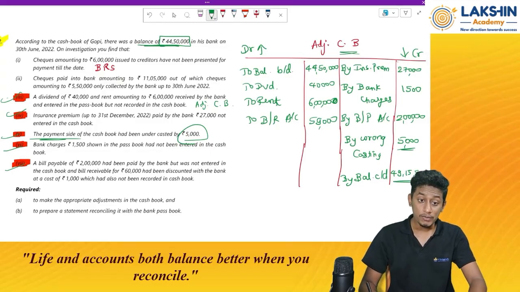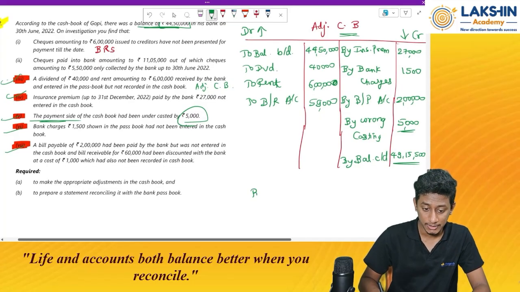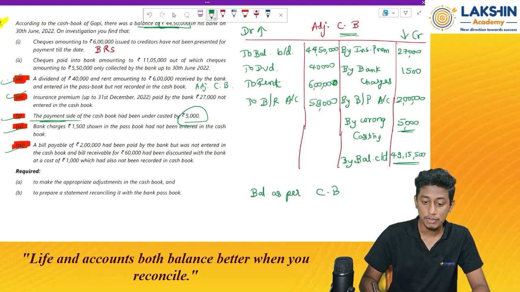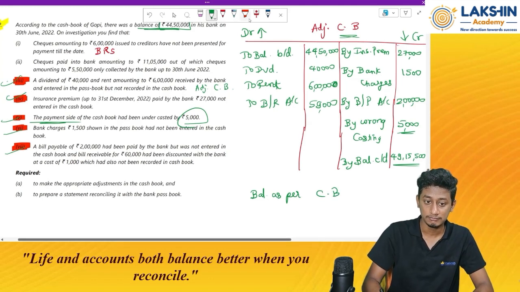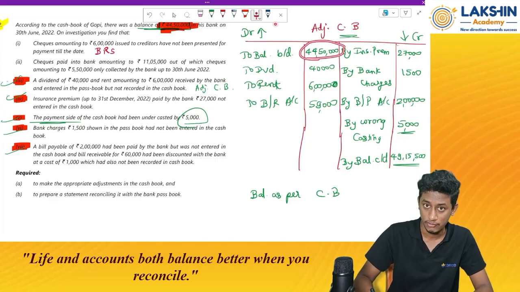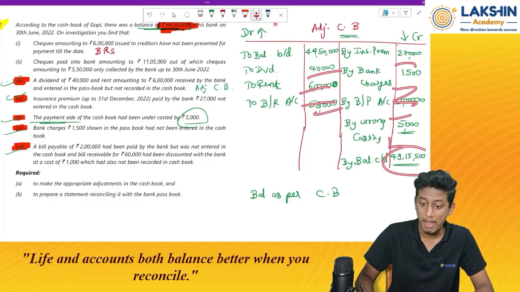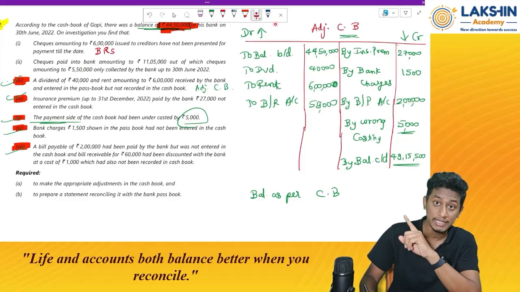Now we need to prepare the bank reconciliation statement. But this time the balance as per cash book will be how much? Not rupees 44 lakh 50,000. Do not take this value. We need to take this figure, because after taking into consideration 44 lakh 50,000, we have made so many entries. Now this is the new balance of the cash book, because the cash book was not closed. I am preparing adjusted cash book.